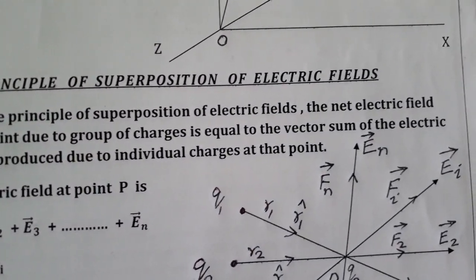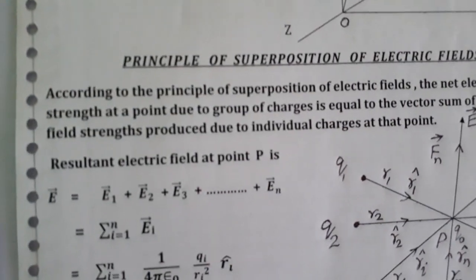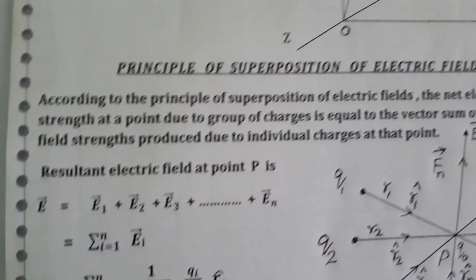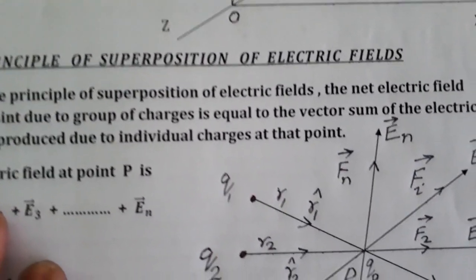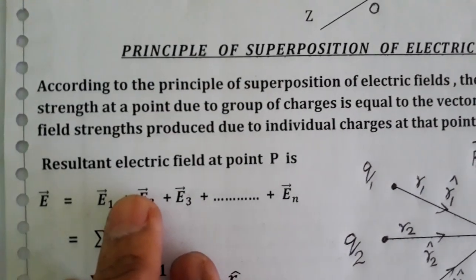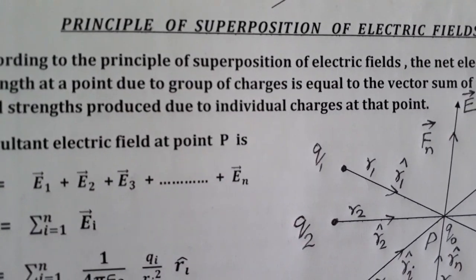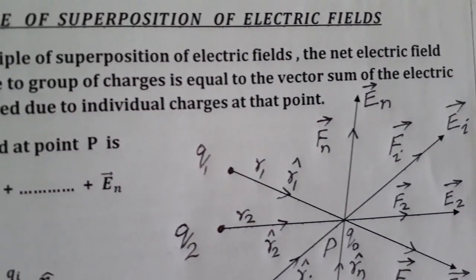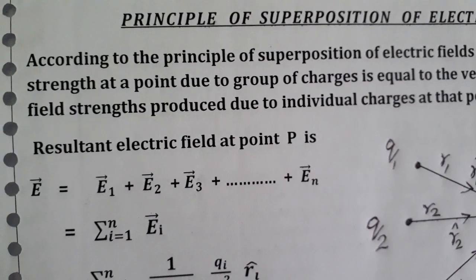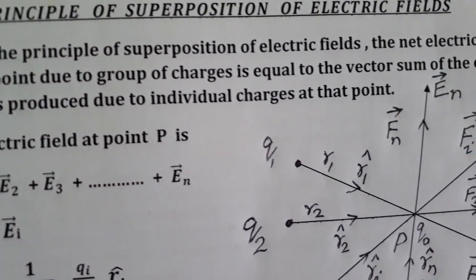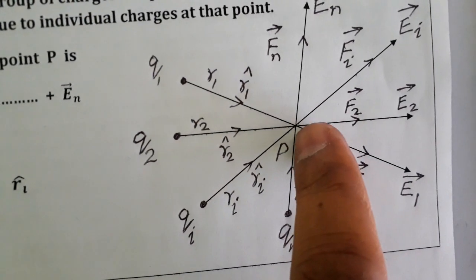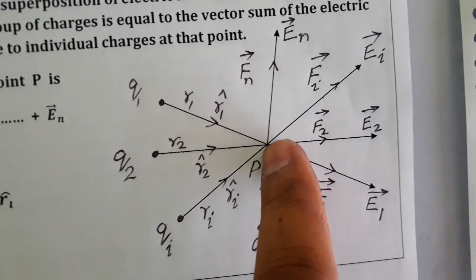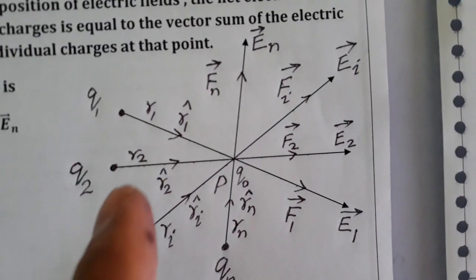Now, the principle of superposition of electric fields. First of all, we should know what the principle of superposition of electric fields is. According to the principle of superposition of electric fields, the net electric field strength at a point due to a group of charges is equal to the vector sum of the electric field strengths produced by the individual charges at that point. So we have n charges and we want to find the net electric field at point P due to all the other charges. I have written everything.